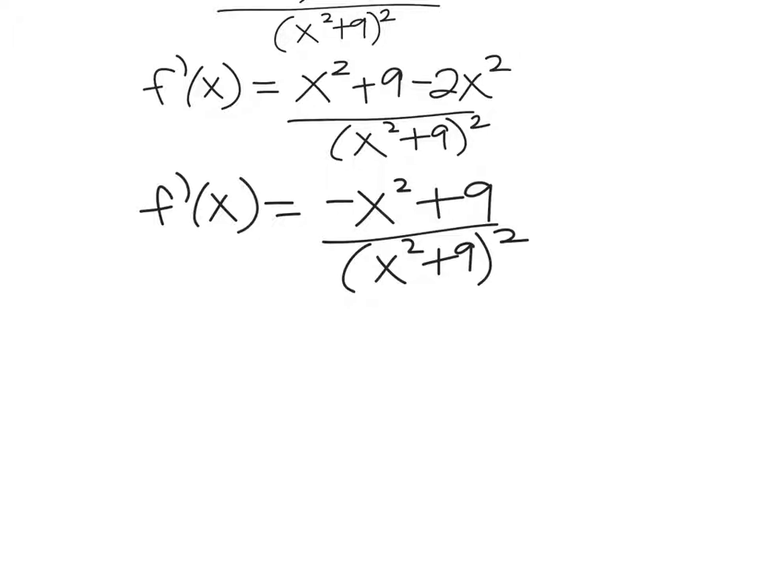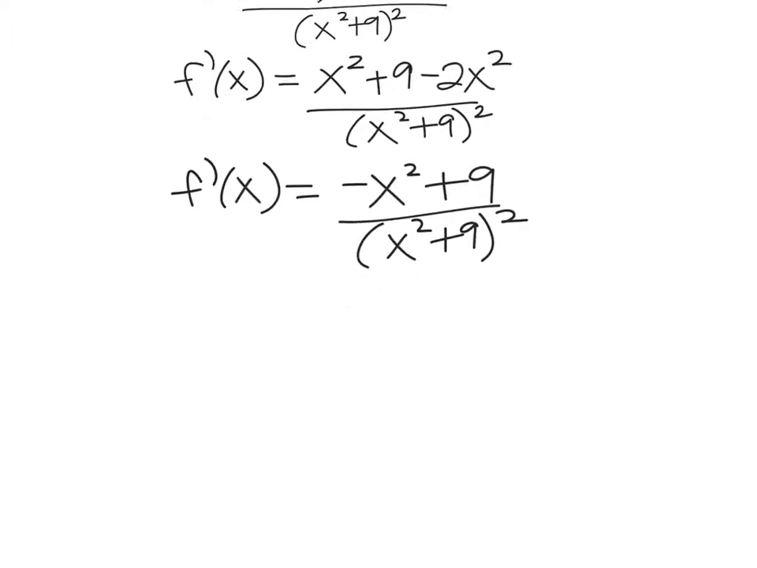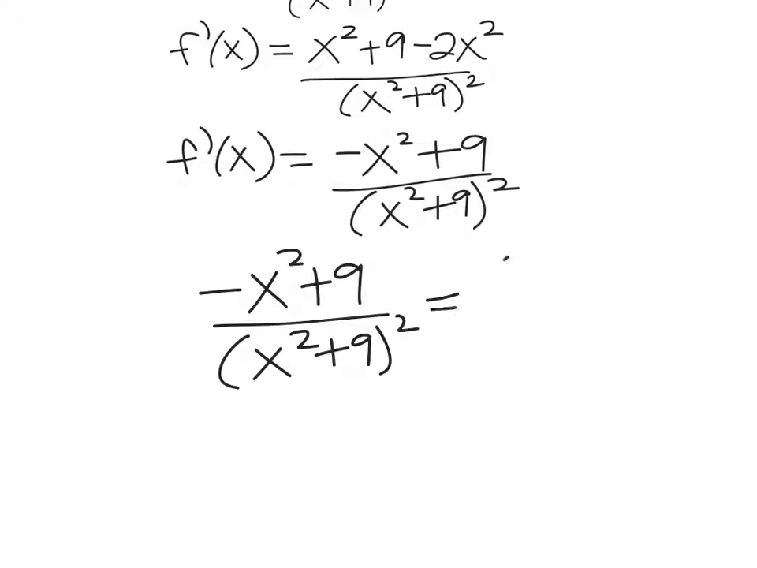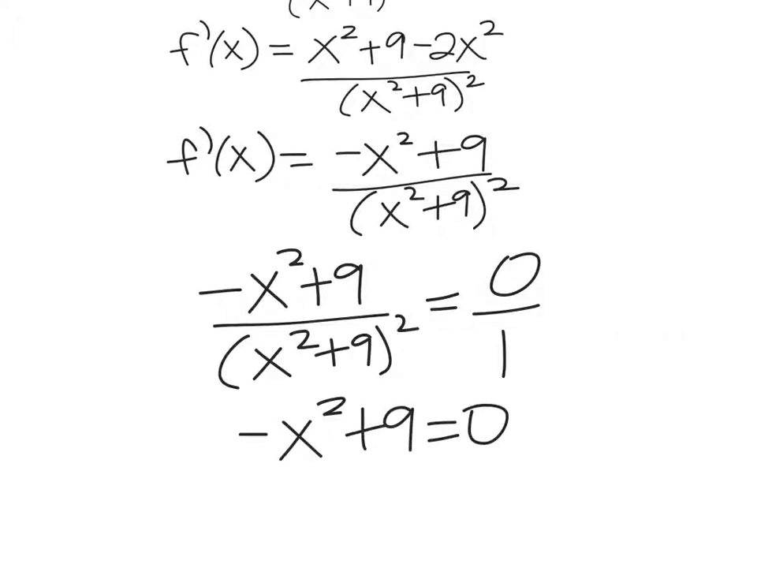And then I ask you a couple of questions. This one's kind of a different one on the quiz. There's one like this. First of all, we need to set this equal to 0 and solve. So negative x squared plus 9 over x squared plus 9 squared, and we're going to set this equal to 0 and find out where it's equal to 0. If you get a little confused trying to solve this, just put it over 1 and cross multiply. So we're really trying to find out where negative x squared plus 9 equals 0.